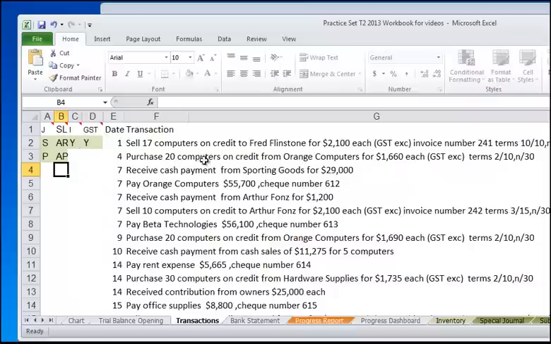Is there any change to the inventory level? Well, we're adding 20 computers, so the answer is yes. We're adding 20 computers, so we'll need to update the inventory. And are there any GST implications? Yes, well, we're buying these computers, and therefore we're also going to have to pay to Orange Computers a component for GST so that they can collect that on behalf of the government. So that is yes. So now let's do those entries, and firstly I'll do the inventory record.